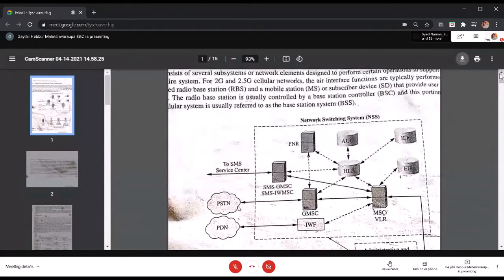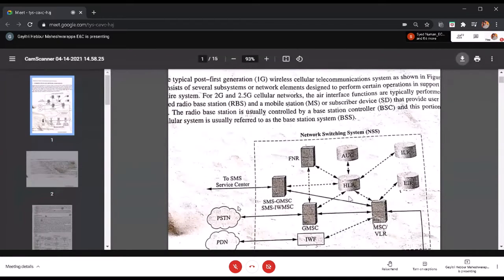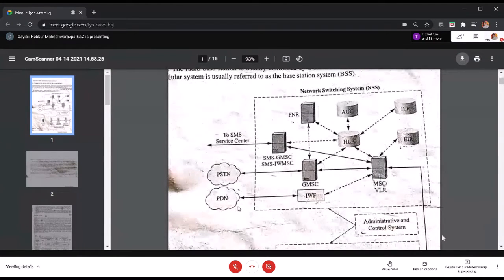Then the one more main category is called the network switching system. It comprises the MSC, that is the mobile switching center, then some databases like the home location register, visitor location register (VLR), and equipment identity register. And some functional nodes like the flexible numbering register, which is used for number portability, the interworking location register for system roaming, and also the IWF, the interworking function node. This is for connecting to the internet or a data network.